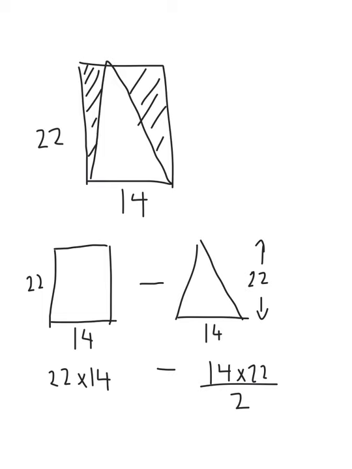So 22 times 14 is 168, and half of that is 84. So the area of the shaded bit is 84 centimeters squared.